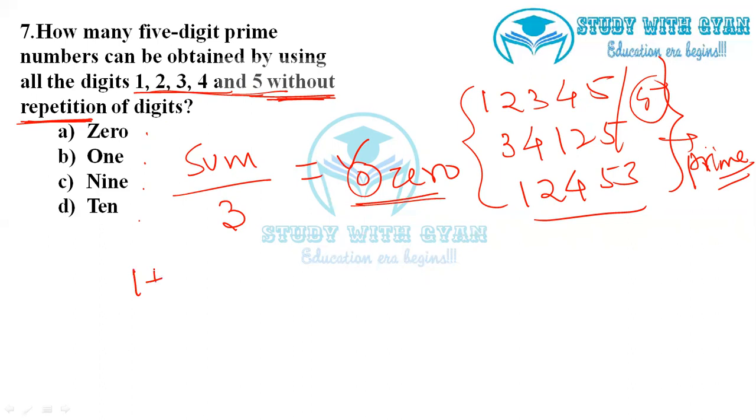So what will be the sum for the given values? 1 plus 2 plus 3 plus 4 plus 5.